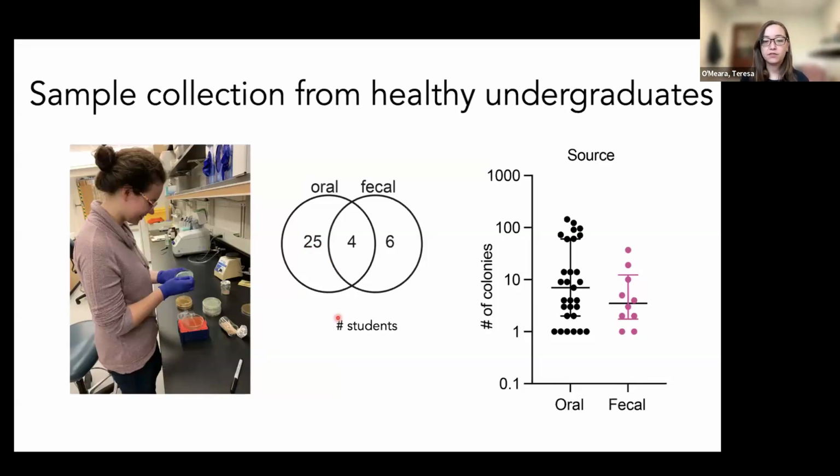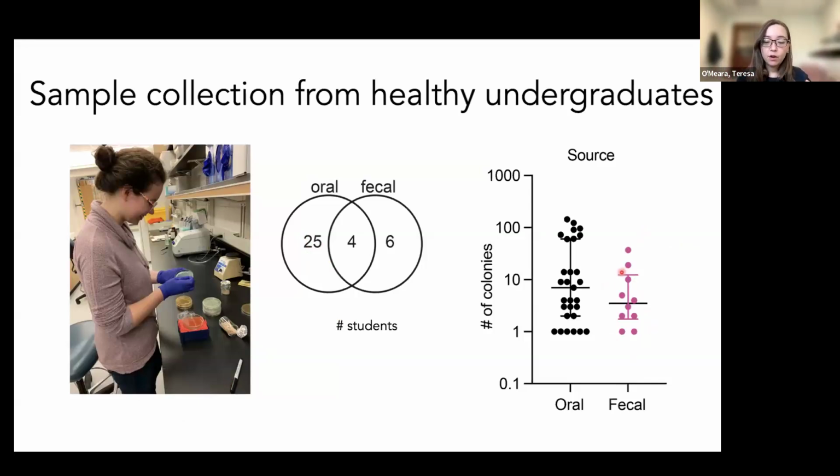In general, we got more colonies from the oral samples than the fecal samples, but there's only so much you can get from a gram of poop, so we'll go with it. And throughout this talk, all of the samples that were from the fecal isolates will be in pink. So if you want to remember, pink is poop.